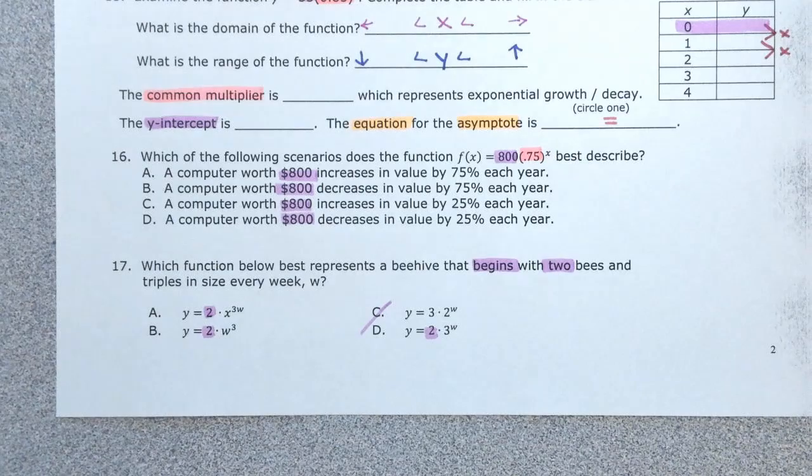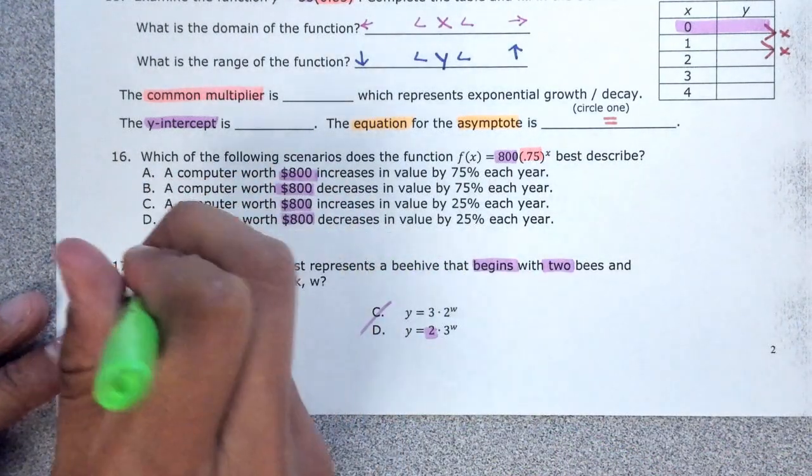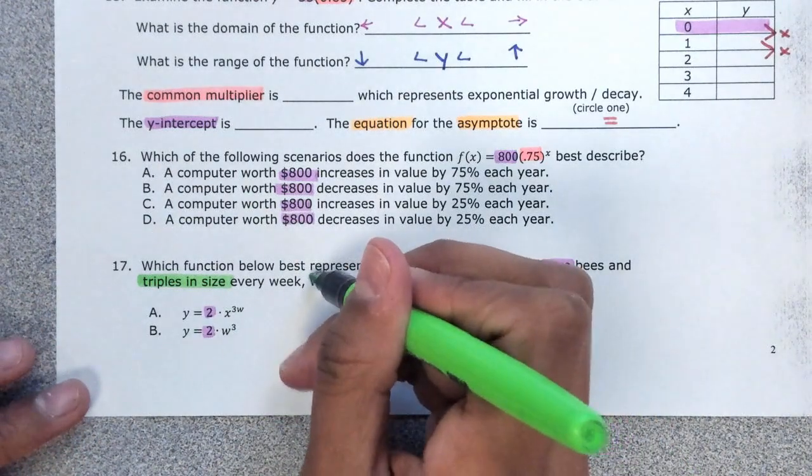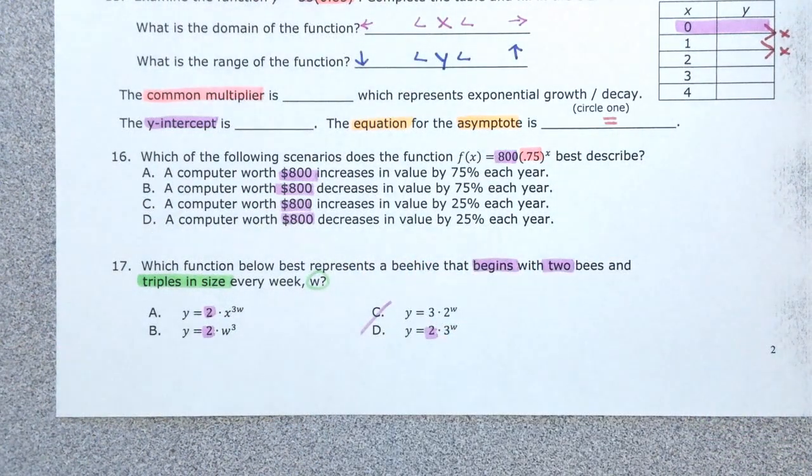Then your next hint is that it triples in size. So triples, what does triples mean? And that's going to be every week. So that's going to be your little exponent.